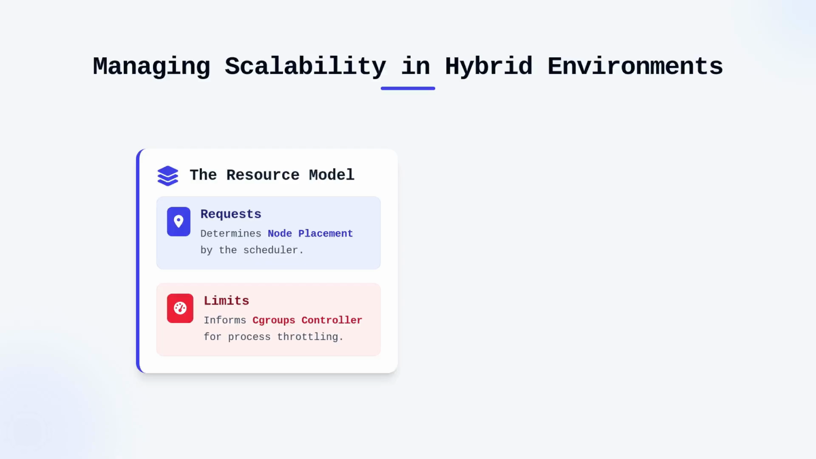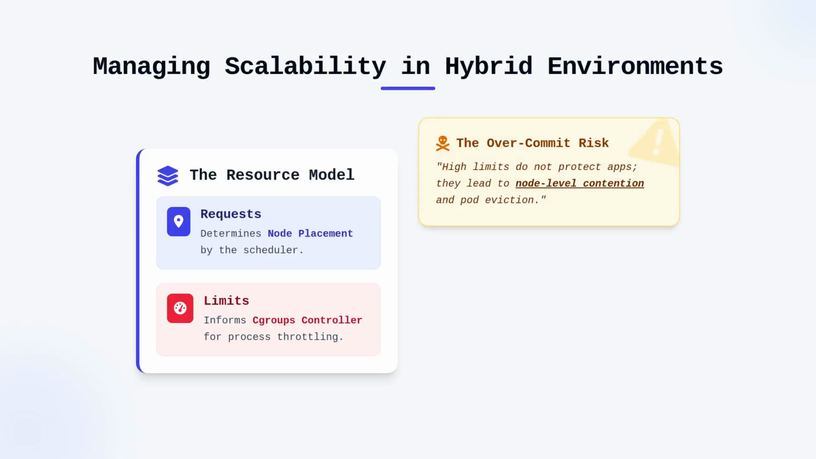It is a common misconception that setting high limits protects an application. In reality, overcommitting resources across a cluster can lead to node-level resource contention, where the eviction manager starts terminating low-priority pods to preserve the stability of the node.